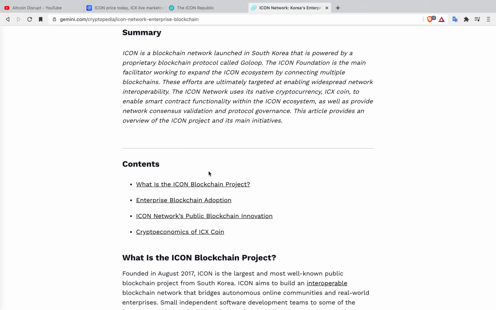So, right, they have their main cryptocurrency. It's their native cryptocurrency, ICX coin, to enable smart contracts functionality within the Icon ecosystem, as well as provide network consensus, validation, and protocol governance. So the article we're going to be going through is going to explain this a lot. It's got a lot of content. What is the Icon blockchain project, enterprise blockchain adoption, and Icon's network, public blockchain innovation, not to mention crypto economics of ICX coin. And that's just talking about their ICX coin, their native cryptocurrency, and everything we need to know about it.